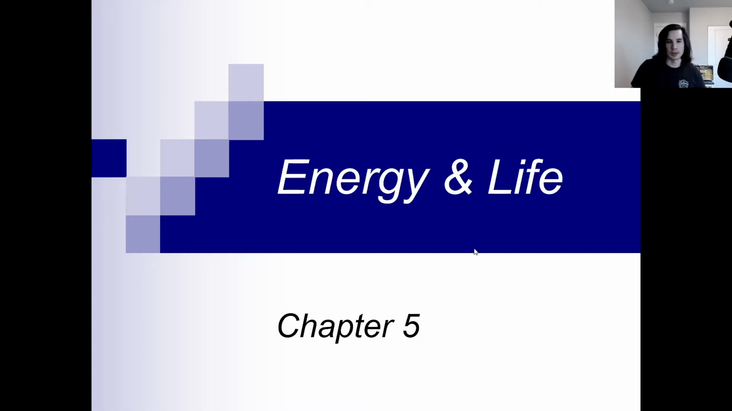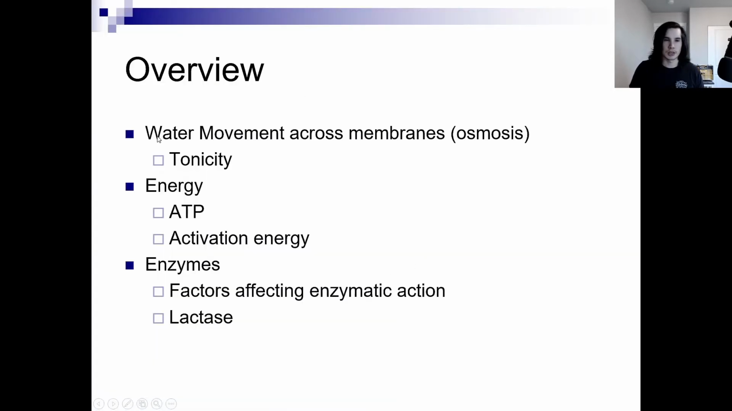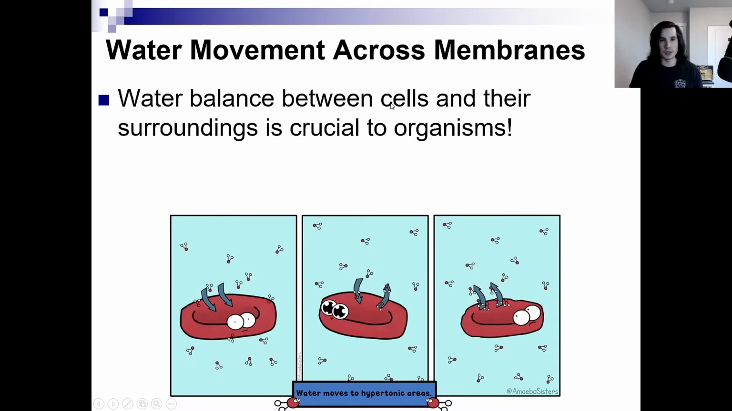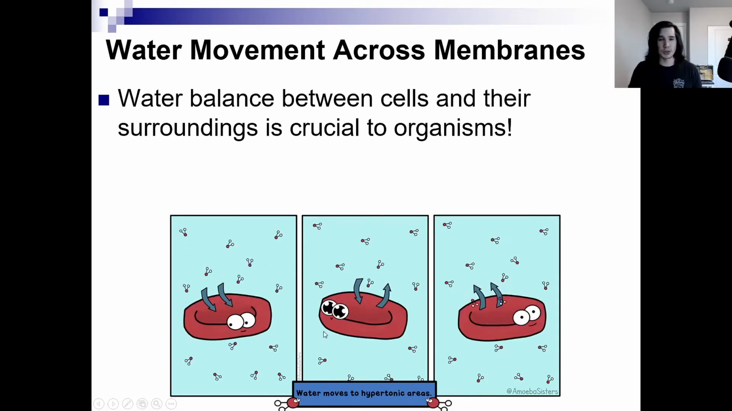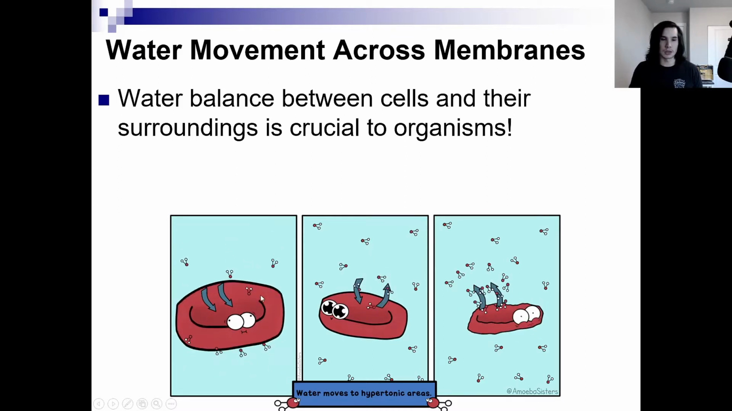All right, so today we're going to learn Chapter 5, Energy and Life. So we're going to talk a little bit about tonicity to start off. Then we're going to talk about what energy is. We're going to look at the structure of ATP. And we're going to talk about activation energy, enzymes, things that affect enzyme action, and then lactase, which is just a type of enzyme.